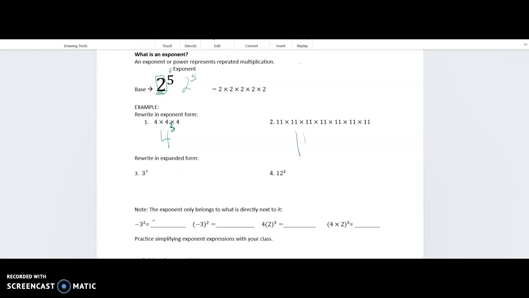So instead of writing out 11 times 11 times 11 times 11 times 11 times 11 times 11, it's a lot quicker to write 11 to the 7th. So that's like a math shorthand, the exponents. To take an exponent and write it in expanded form, we can do these examples.